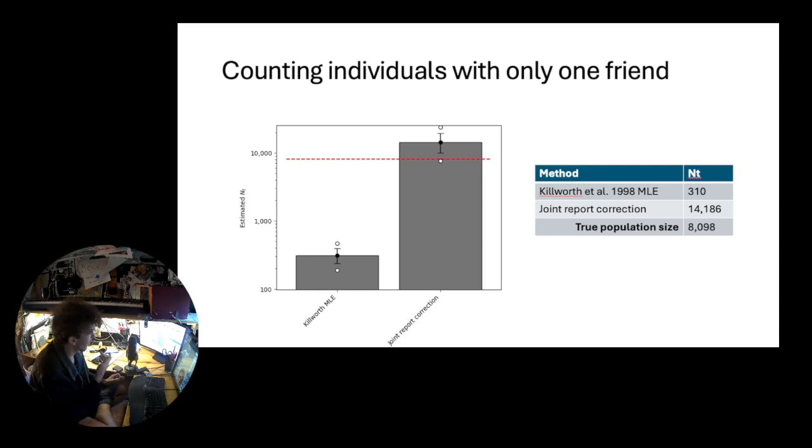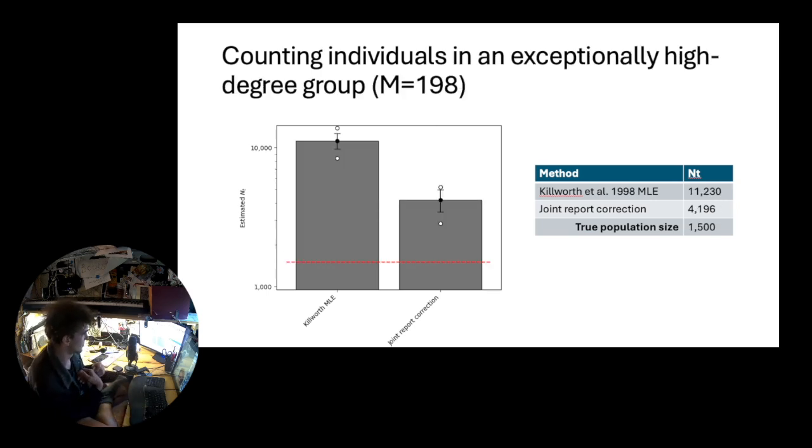Our estimate is off by a factor because of the C T over C R, but it's still on the same order of magnitude, right? So we're estimating 14,000. True was 8,000. That's much better than estimating 300. As another quick extreme example, what if we had a group of 1,500 extremely high degree individuals, and we see something similar, where ours is much closer, but of course it's off by this factor.